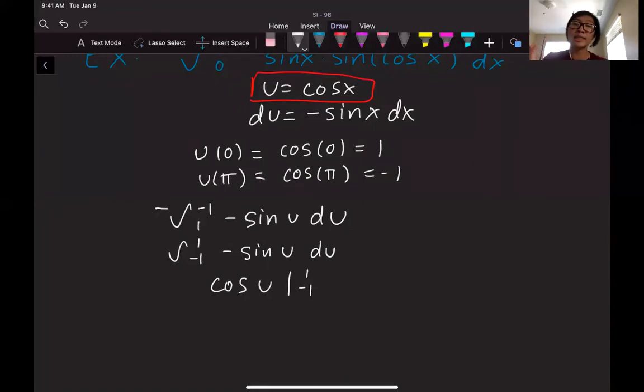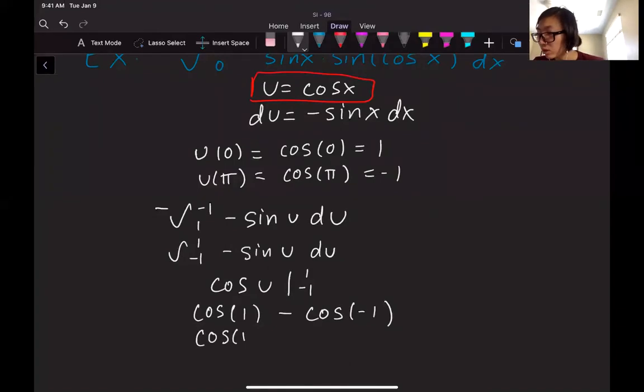And so here, this is the nice part about changing your limits of integration. We don't have to substitute back in. I can just evaluate cosine of u at 1 and negative 1, and that'll be my final answer. I don't have to substitute anything back in. So when I do this, I'm going to get cosine of 1 minus cosine of negative 1, right? But since cosine is an even function, cosine of negative 1 is equal to cosine of 1. So this is going to be cosine of 1 minus cosine of 1. So we get 0. Right?